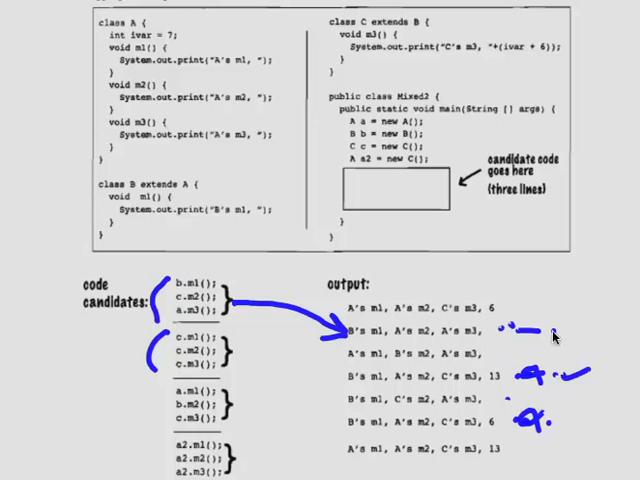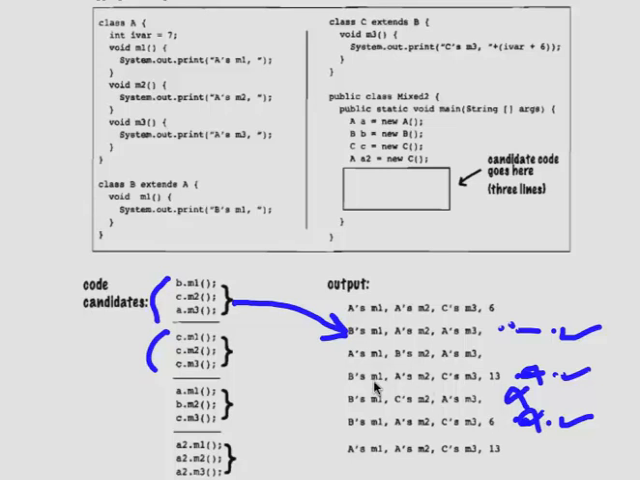This one, yes, as well. And B, this one is not. And this one, the A's M2. Of course, this is correct as well.